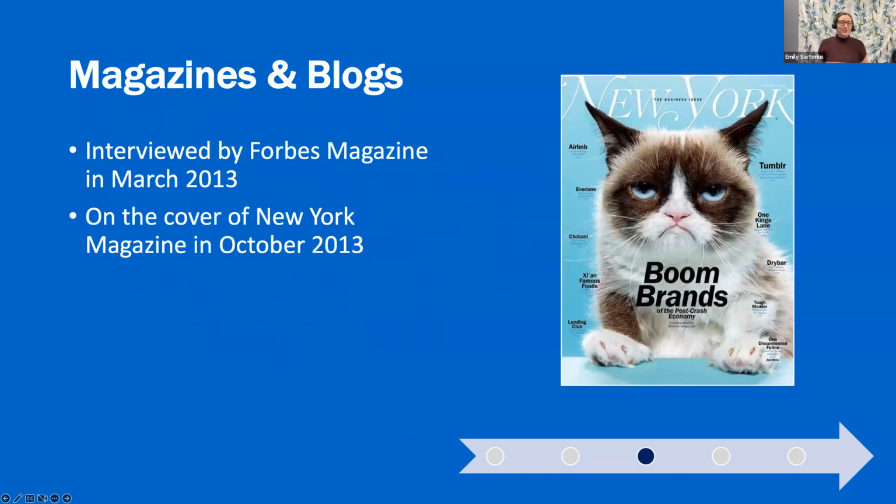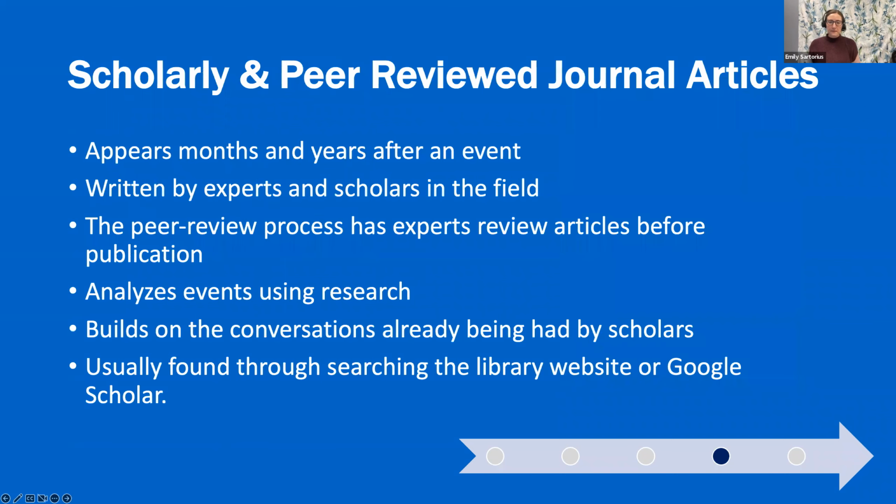Returning to our example of Grumpy Cat, in March of 2013, she was interviewed by Forbes magazine and on the cover of New York Magazine in October of 2013. These appearances were a few months after her initial news appearances. So we had social media first, then news, and now she's in magazines and blogs.